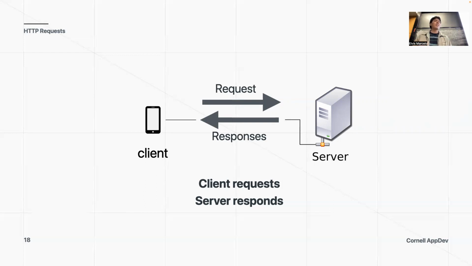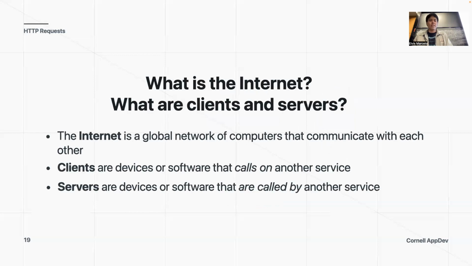But you could think about client server interaction as the client being your device, the device that you're operating with, and the server being just some other device, other hardware that exists somewhere in the world. So just to go into what the internet is a bit, the internet is a network that allows computers to communicate with each other. Clients are those things that call on some other hardware to get something, and servers, how the name suggests, actually serve that client with the information that they're requesting.